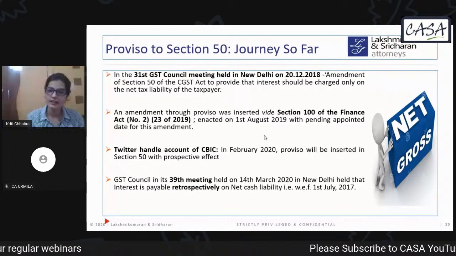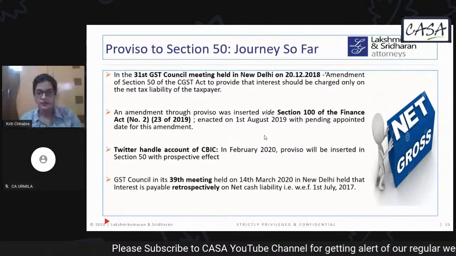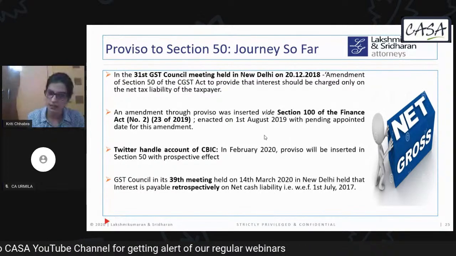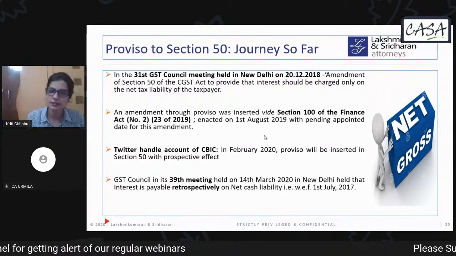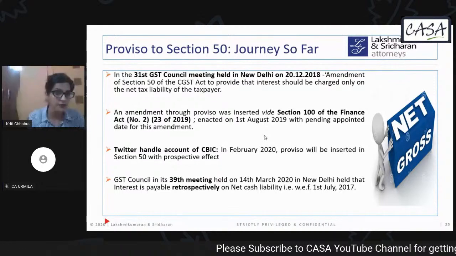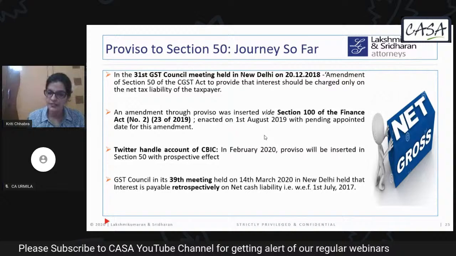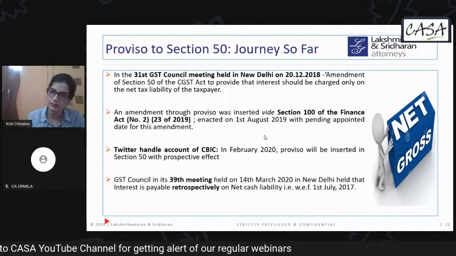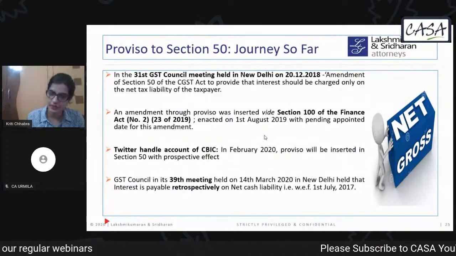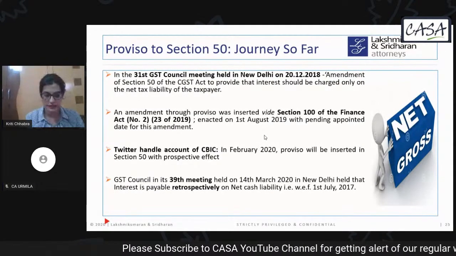After that, in February 2020, on the Twitter handle of CBIC, they mentioned that this proviso will be inserted prospectively, not retrospectively. However, the 31st Council meeting had mentioned its intention to make this proviso retrospective, that is, to give the benefit to the assessees or taxpayers since the beginning of the GST regime. But the CBIC Twitter account made an otherwise observation.